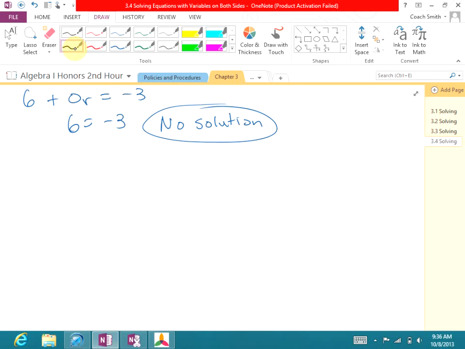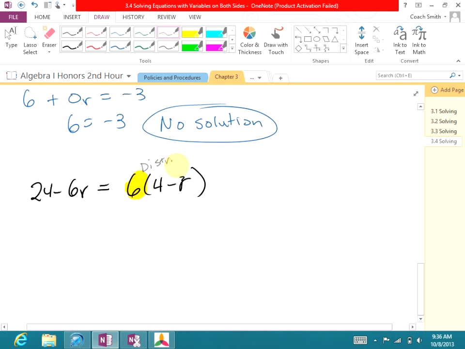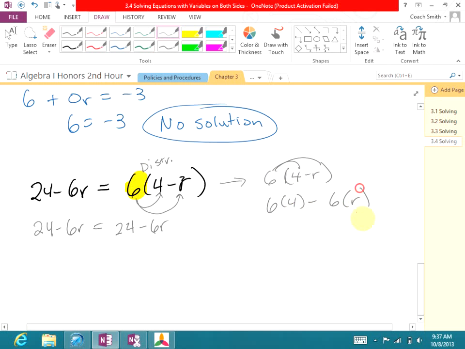All right. Now, let's look at another one. This one here. 24 minus 6r equals 6 times 4 minus r. Now, this here is the distributive property. So I have to distribute the 6 to each thing in the parentheses. So I have 24 minus 6r is equal to 24 minus 6r. Let's make sure everybody understands when I distribute there, that's 6 times 4 minus 6 times r, which is 24 minus 6r.